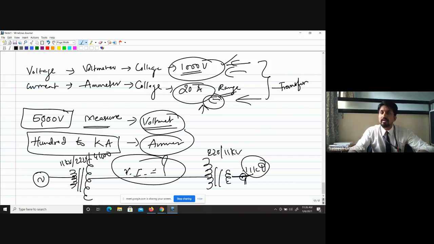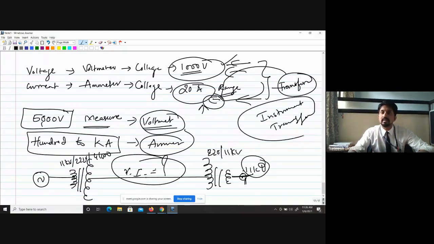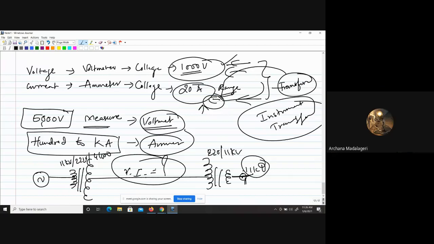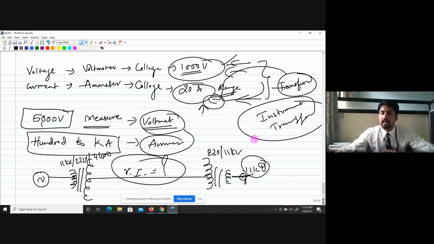The transformer which is used along with these meters is called an instrument transformer. This is called an instrument transformer. Is it clear why we require an instrument transformer? Yes, sir. Okay.